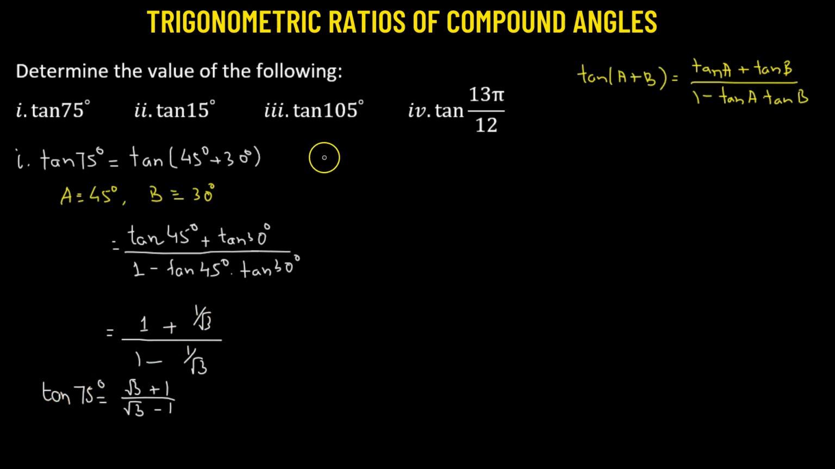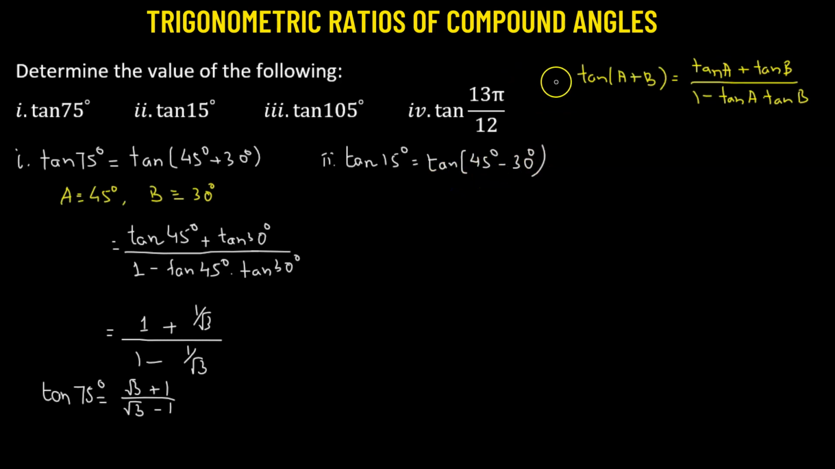Next we move on to tangent of 15 degrees. What's the value of tangent 15 degrees? No, we do not know the standard value, but what we can do, we can rewrite 15 degrees as 45 degrees, and from it we're going to subtract 30 degrees. So 45 minus 30 gives us 15 degrees. Now we'll have to expand tangent 45 degrees minus 30 degrees.